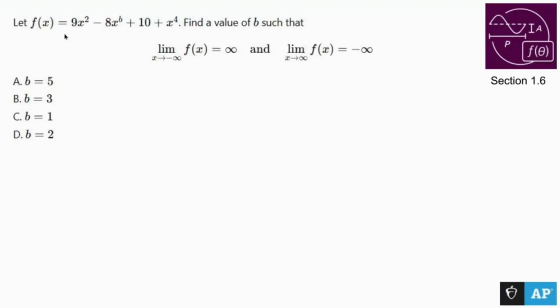Let f of x equal 9x squared minus 8x to the b plus 10 plus x to the fourth. Find the value of b such that as x approaches negative infinity, f goes to positive infinity, and as x approaches positive infinity, f goes to negative infinity. So first off, this is an odd function, or not an odd function, I'm sorry, an odd leading degree.